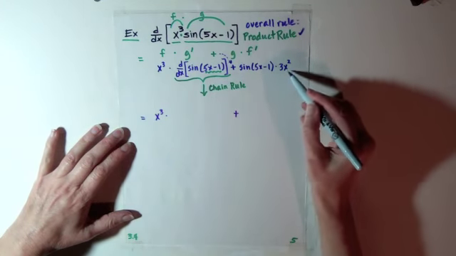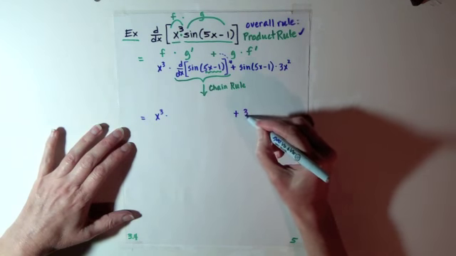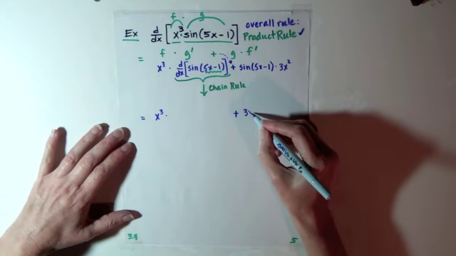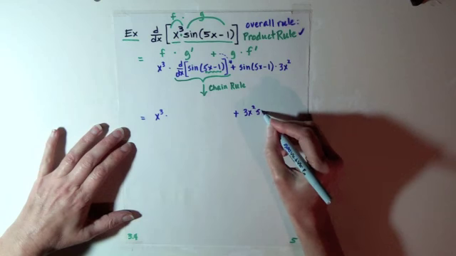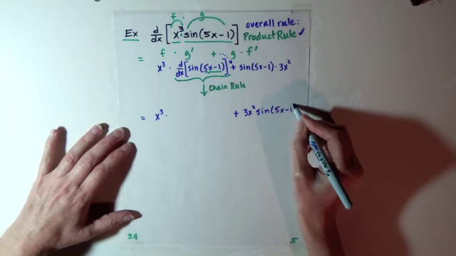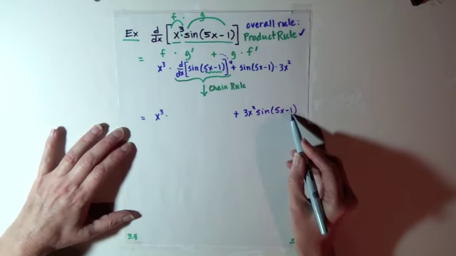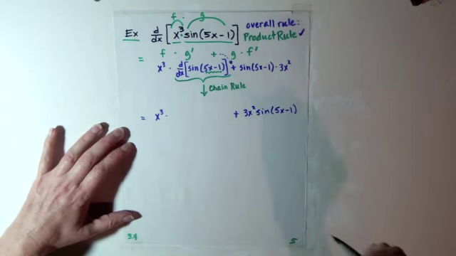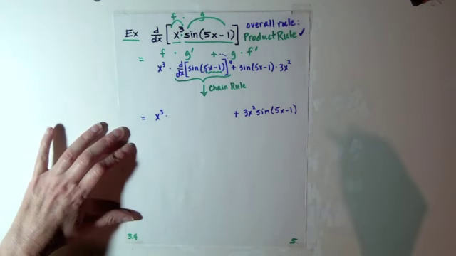And here, this 3x squared, because it's a polynomial, we would usually switch the order of these two factors. So I'd write it as 3x squared times sine of 5x minus 1. That's to make it really clear that the only thing that's inside the sine function is the 5x minus 1, not the 3x squared. That multiplies sine of 5x minus 1.